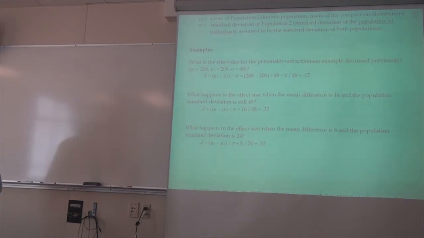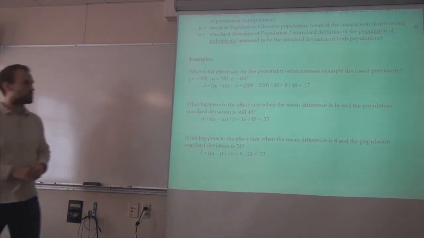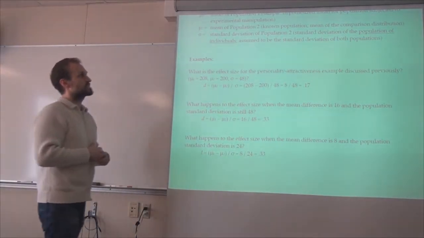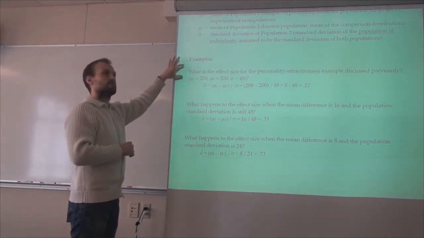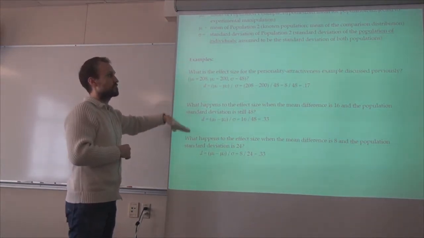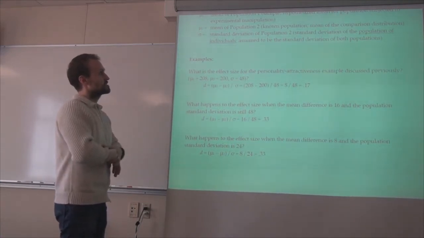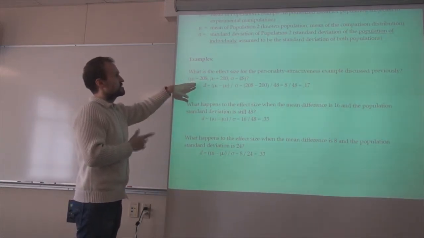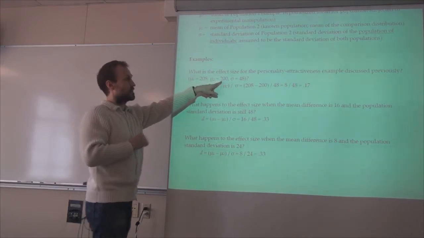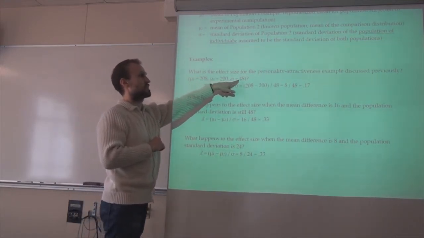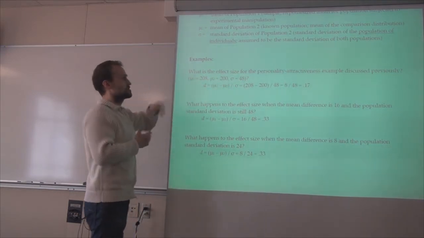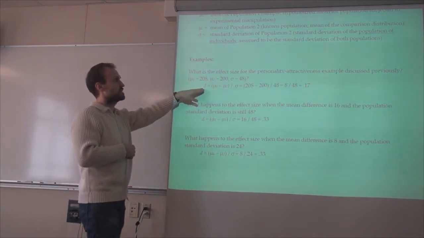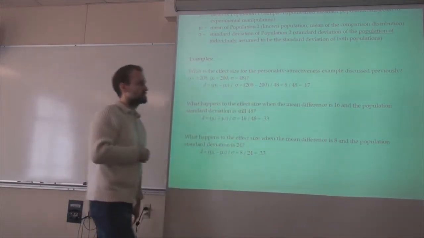If I look at different examples, just to get us used to it, the formula is not complicated at all. What is the effect size? This could be a good little multiple choice question, and I give you 4 different numbers. What is the effect size for the personality attractive example? This is not the same one as what we discussed. Our population mean was 200, standard deviation of 48. Now I take a sample, I see it's 208. That is an increase, but what is the effect? I calculate this D and I get 0.17.